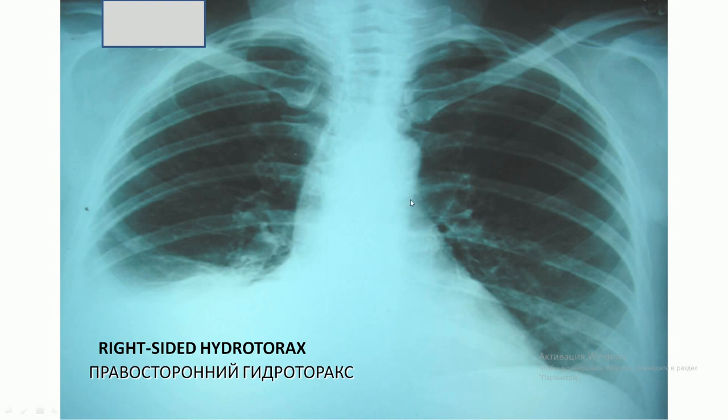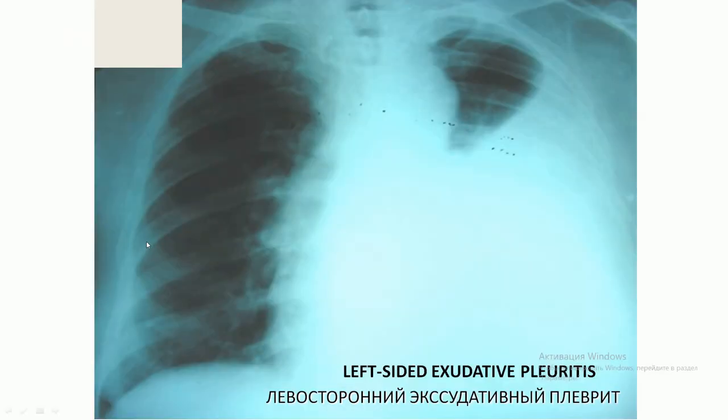This roentgenogram shows a right-sided hydrothorax. We see the horizontal line of Damoiseau. Below this line, transudate. Above the Damoiseau line, compression atelectasis syndrome. On the presented roentgenogram, left-sided exudative pleurisy with an oblique Damoiseau line. Above this line is an area of compression atelectasis.